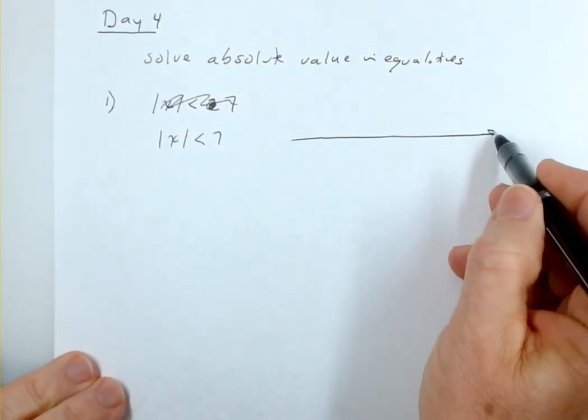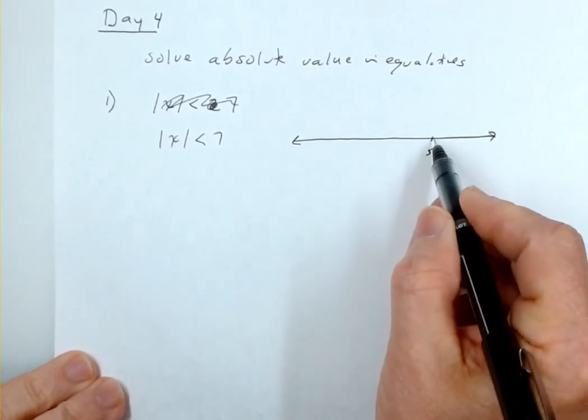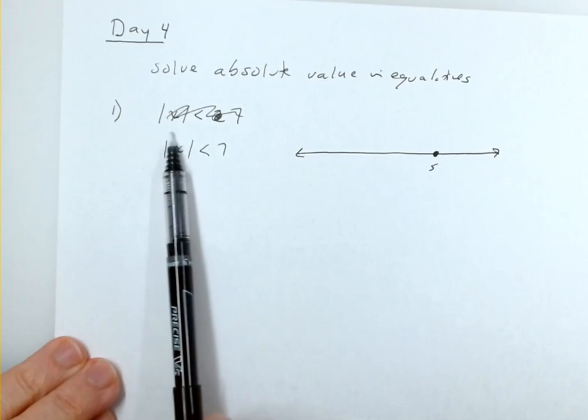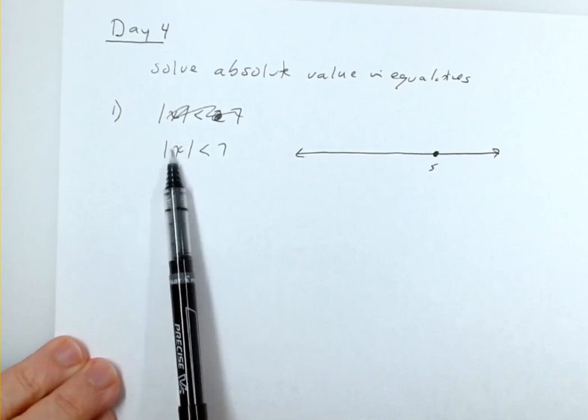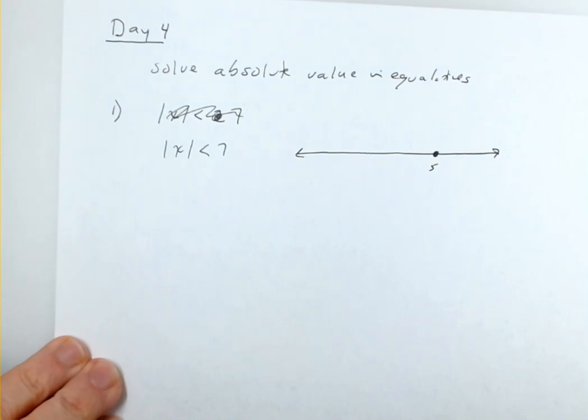Anyone? 5. Sure, 5 is a solution, so I'm going to put 5 right here. I'm going to put a closed circle, because remember, closed circles mean that's a solution. 5 is a solution because what's the absolute value of 5? The absolute value of 5 is 5, and 5 is less than 7. Is that the only solution? No. How many are there, do you think? Infinite. An infinite number.